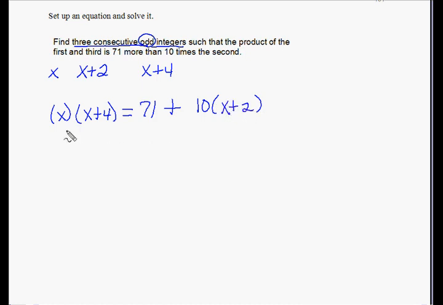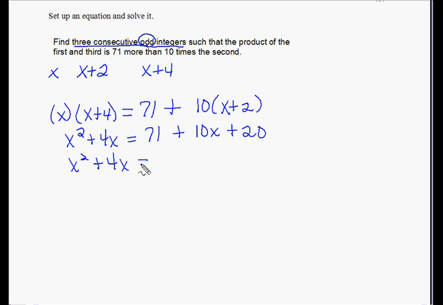Let's clear out all the parentheses. We have x squared plus 4x is equal to 71 plus 10x plus 20. Combining like terms, x squared plus 4x is equal to 10x plus 91. We have a bunch of variables. We need to try and get those together.